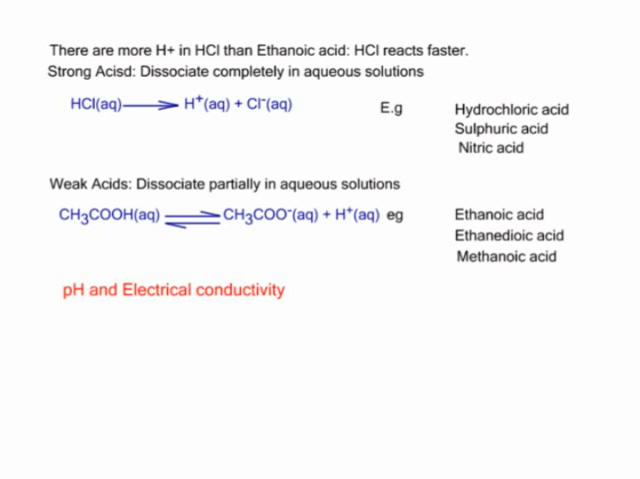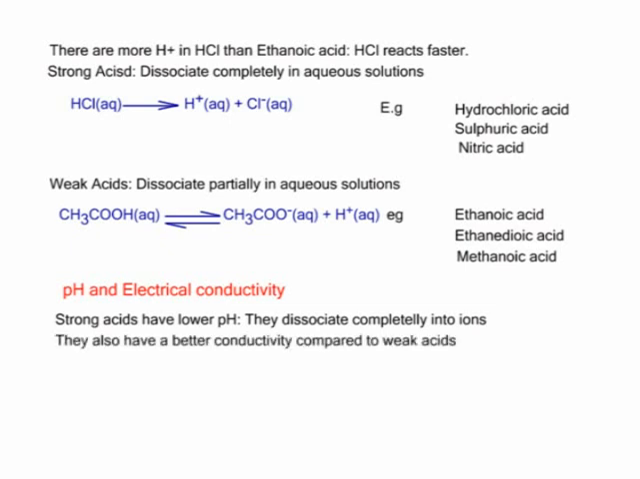Other attributes are pH and electrical conductivity. Now, strong acids have lower pH, which means they are more acidic. Why? Because they dissociate completely into ions. They also have a better conductivity compared to weak acids. Again, for the same reason, due to the complete dissociation, they will have very many ions in the solution, and these ions are responsible for conductivity. Now, weak acids have a higher pH, which means they are less acidic. Again, because of the partial dissociation, the conductivity is not as good as that in strong acids.